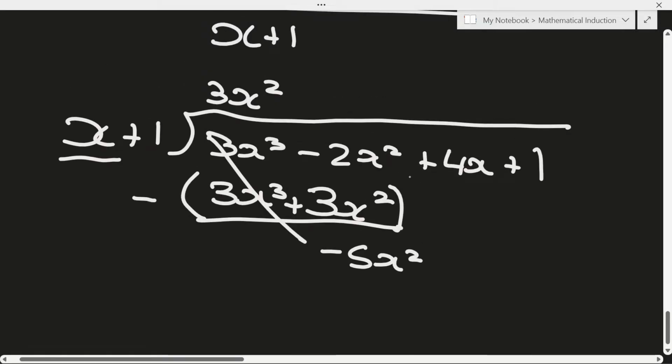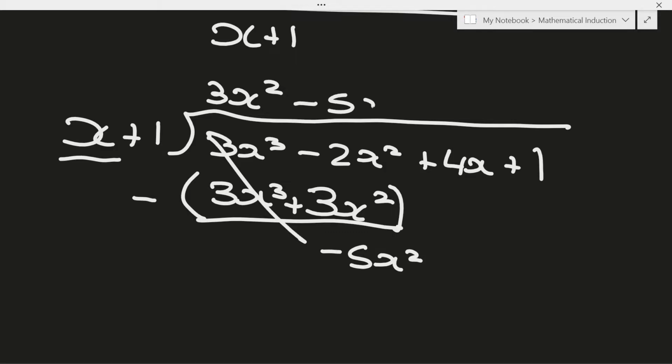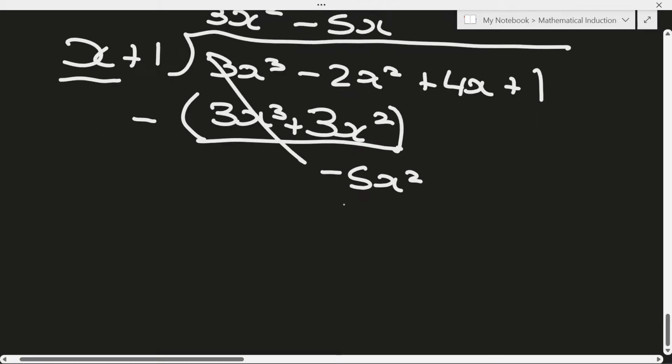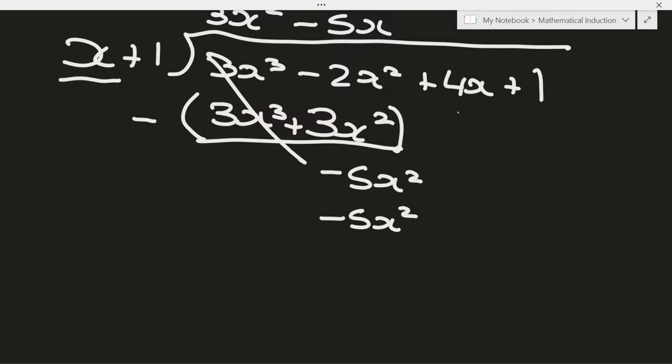Now x times what gives us minus 5x squared? X times minus 5x, because x times minus 5x gives us minus 5x squared. So we'll get minus 5x squared. And we'll bring this down, plus 4x. And then 1 over here, times the same minus 5x will give us minus 5x.